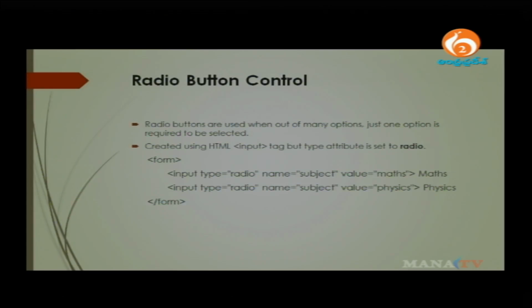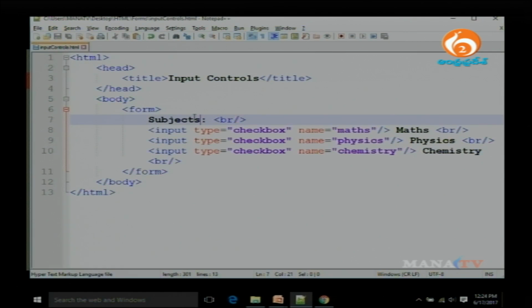That is how the radio button will work, and the same input tag will be used to create the radio button control. We need to change the type attribute to radio. If we set it to radio, then the entire form will be changed to radio buttons. Here we already have the type equal to checkbox.